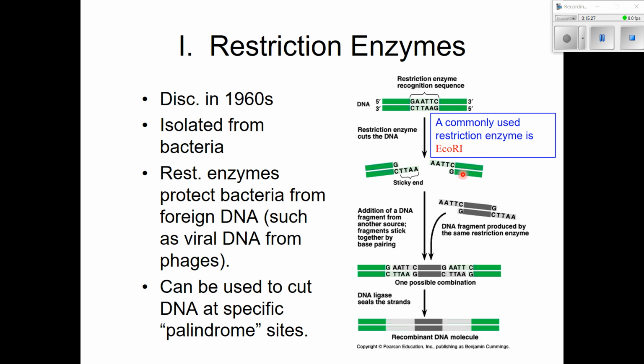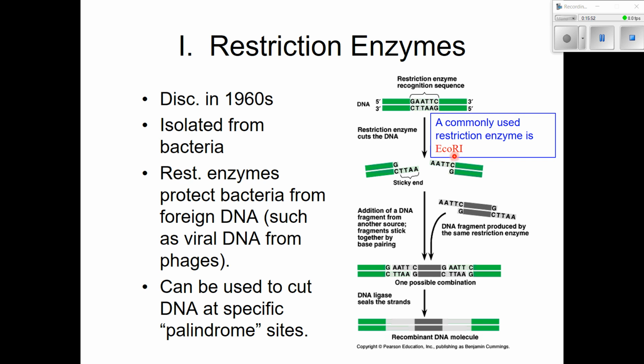but it'll only cut when it recognizes that particular recognition sequence. Now, there are hundreds of different, maybe even thousands of different restriction enzymes, but one that's fairly commonly used in biotech labs is called EcoRI. And EcoRI does indeed recognize GAATTC as its recognition site.